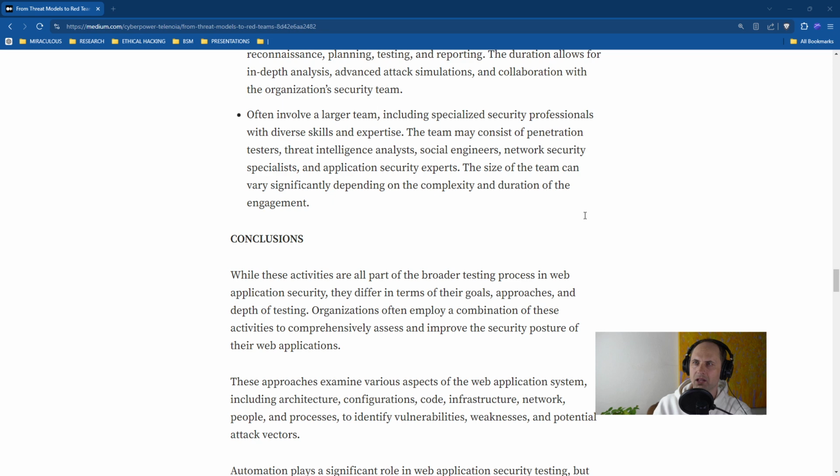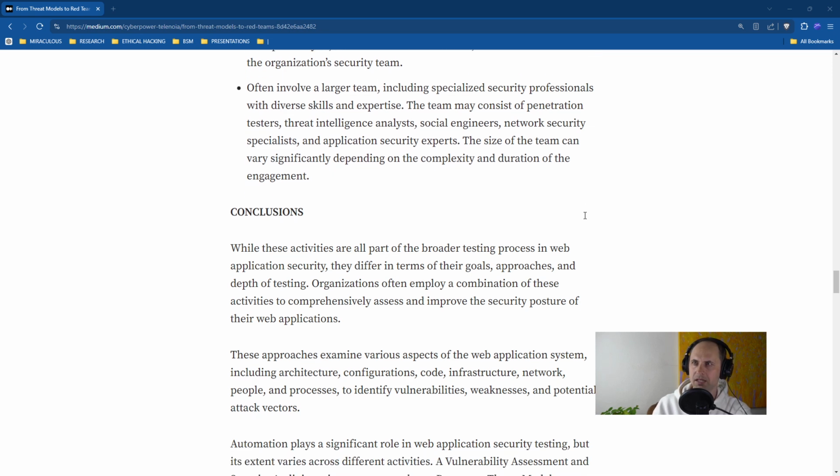It often involves a larger team, including specialized security professionals with diverse skills and expertise. The team may consist of pen testers, threat intelligence analysts, social engineers, network security specialists, and AppSec experts. The size of the team can vary significantly depending on the complexity and duration of the engagement.